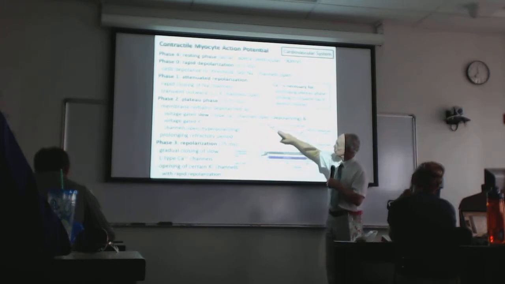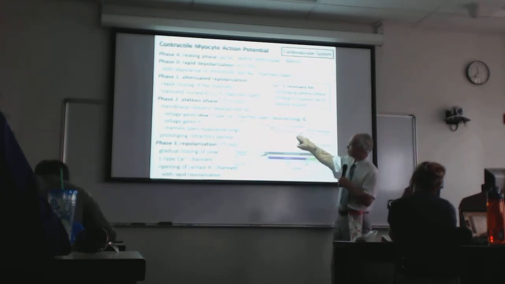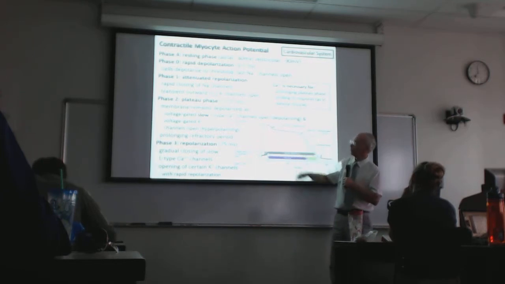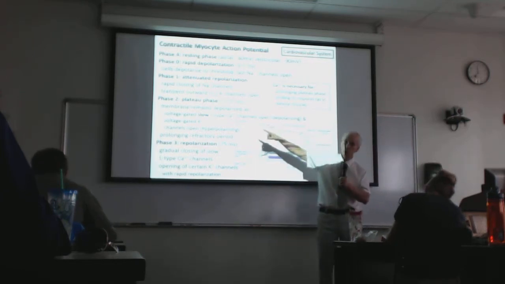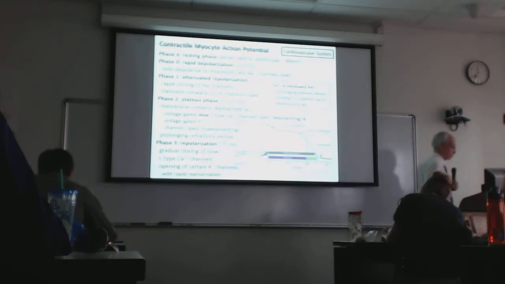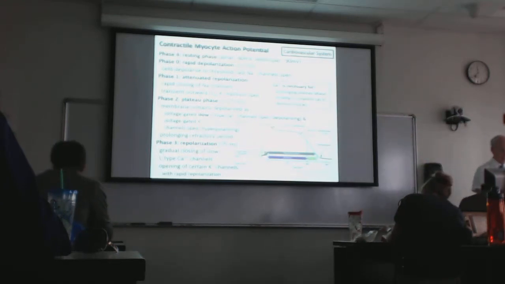And the membrane potential remains fairly constant until it reaches about 0, with a steady decline. That's called the plateau phase. The plateau phase is phase 2 of the cardiac myocyte action potential, and it lasts typically about 175 milliseconds.